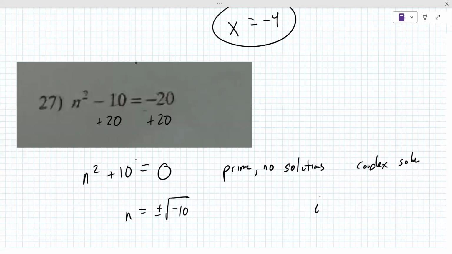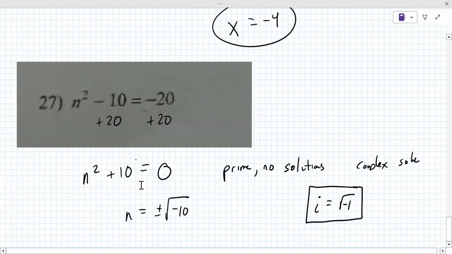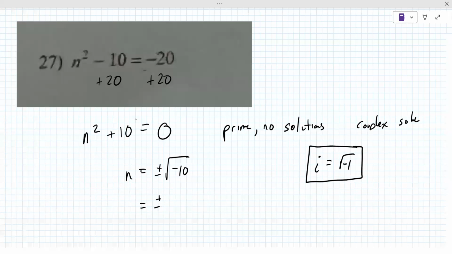Have you talked about what i equals? No, it's an imaginary number. Yes, i is the square root of -1. That's how you present your answer here. It's plus or minus the square root of -1 times 10, the square root of -1, the square root of 10. You have to break it apart like that.